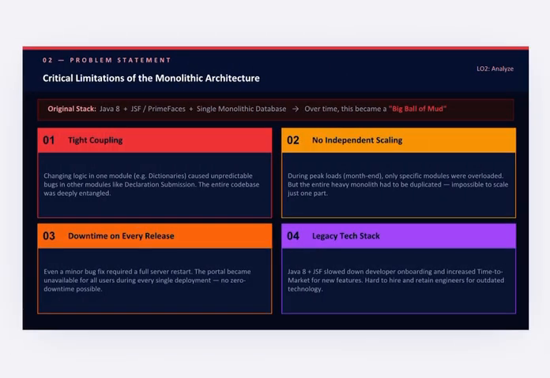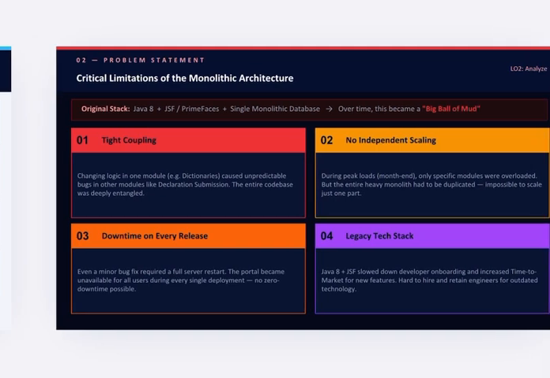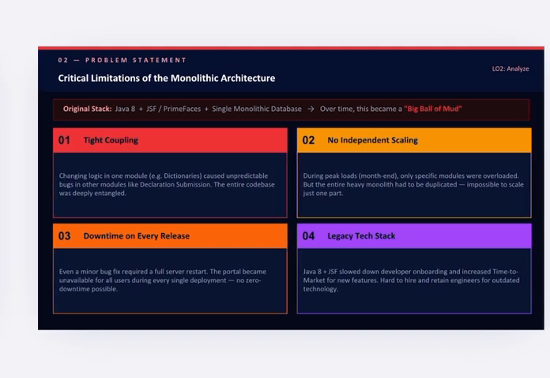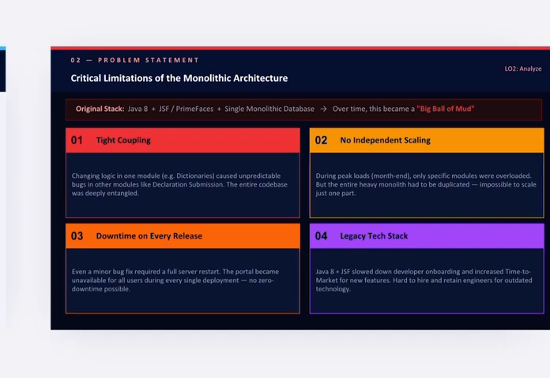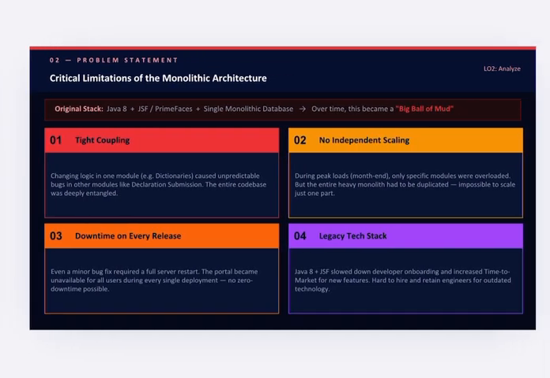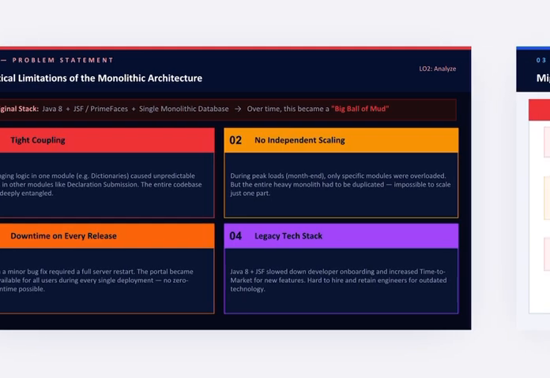So, the system was originally built as a monolith. Over time, four key issues emerged. First, tight coupling. The code base became highly interconnected. Changes in one module could break others.